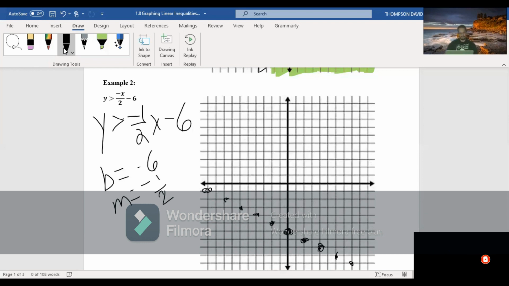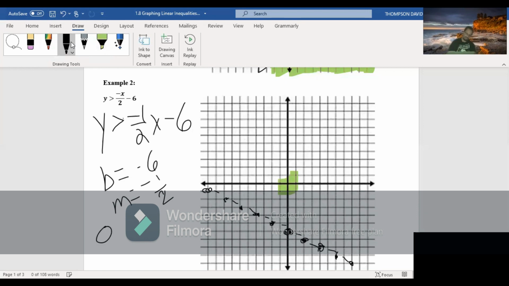So next thing I want to point out is this is a greater than situation, so we want to use a dotted line. Now we also want to use 0, 0 because it's part of one side. So we're going to see if we can come to a conclusion that's true.